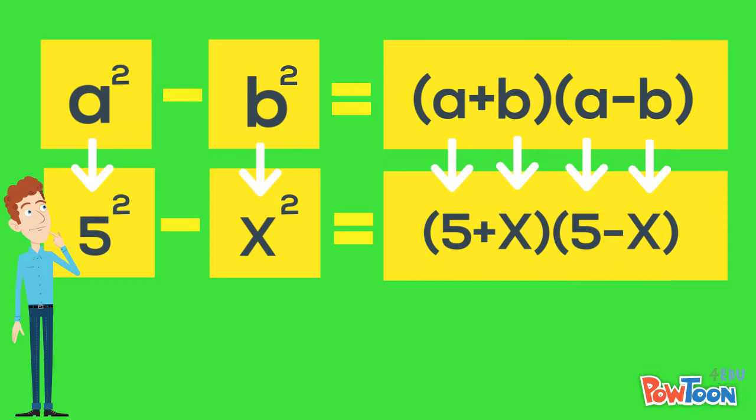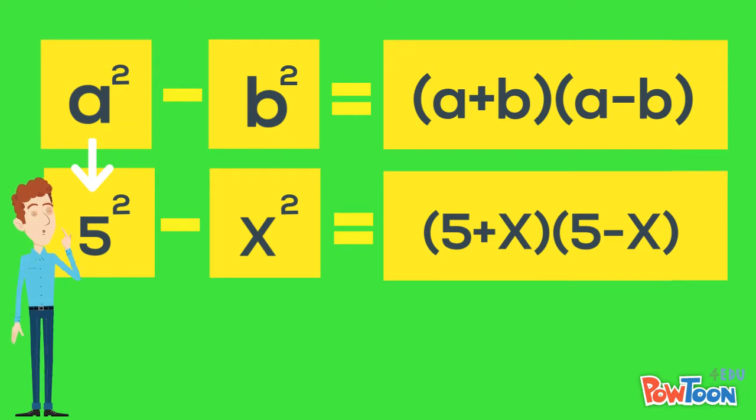Will we look at that again? So we are simply substituting one for another. Instead of a I have 5, instead of b I have x.